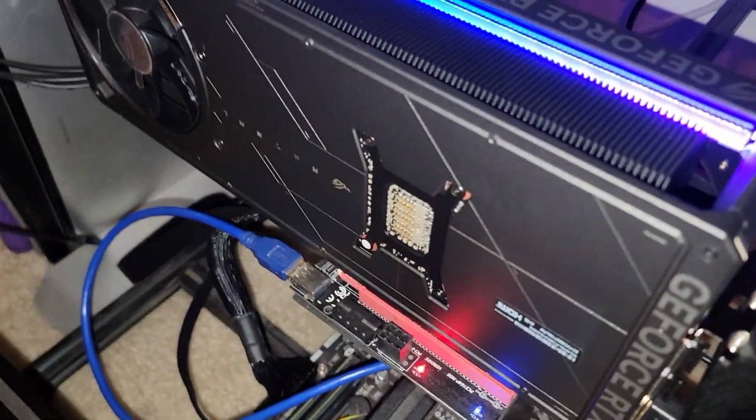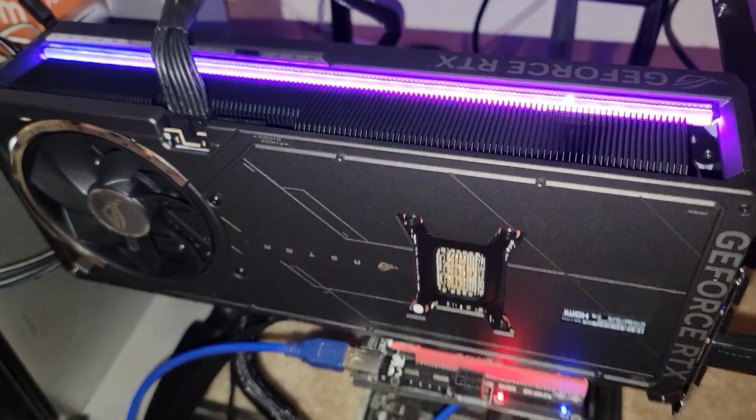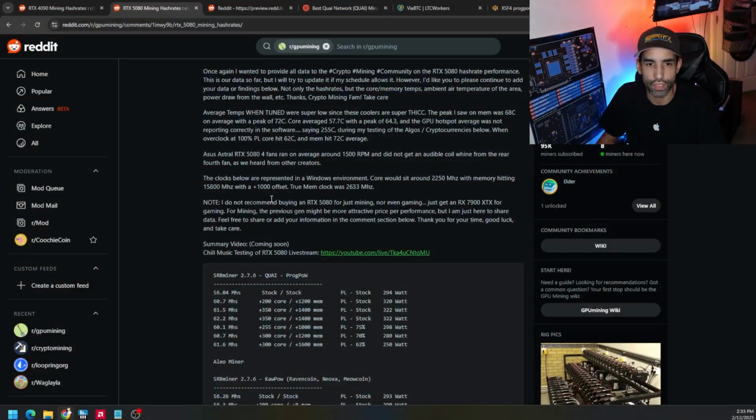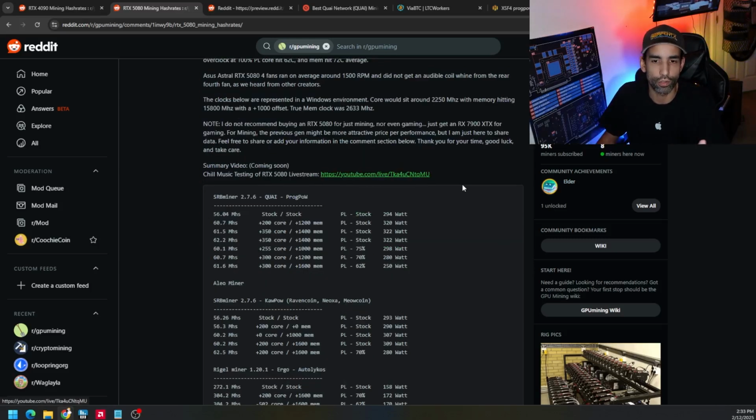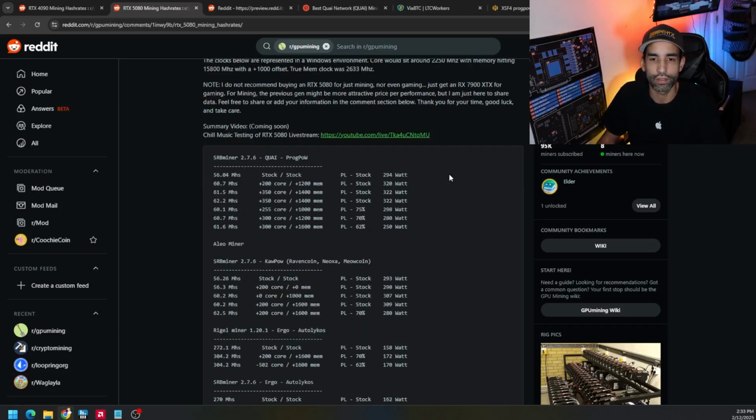So all my settings and configuration, when these things are clocked up, for example, a 1000 offset on the mem will boost it up to 15800 megahertz or 2633 megahertz. And then the core would do like 2200, maybe a little bit below or a little bit above 2200. We can push it to 2300 megahertz if we really wanted to. I did do a little chill live stream, not monetized whatsoever. It's just music while I'm talking on certain parts and then providing some of the results.